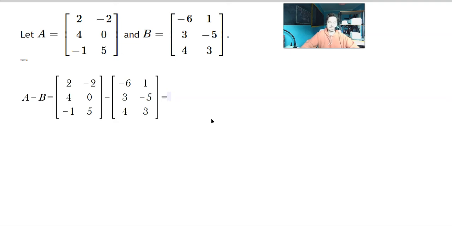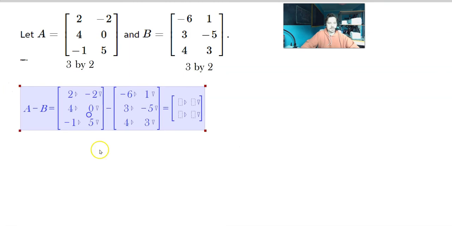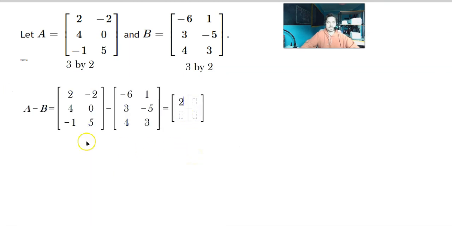So, okay, I'm going to form a new matrix now. Again, these are compatible. Just keep that in mind. This is 3 by 2, and this is also a 3 by 2. Let me pull this down a little bit. You decide how you do this, but you can do 2 minus a negative 6. Depending on the level of detail you want to show, it would look like this.